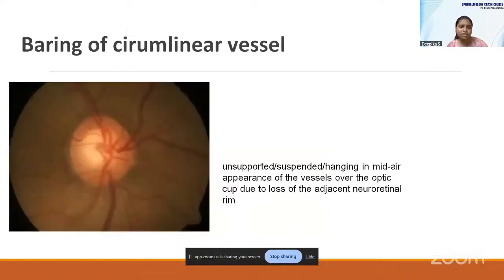Bearing of circumlinear vessels: when the rim margin recedes, you can see the vessels unsupported or hanging in midair. That is called bearing of circumlinear vessels. That is also a sign of glaucoma.